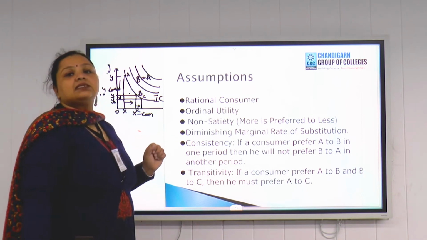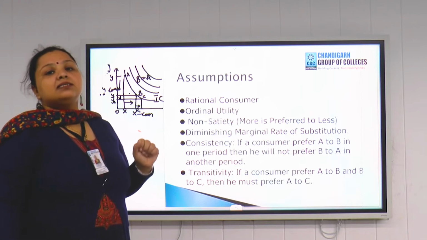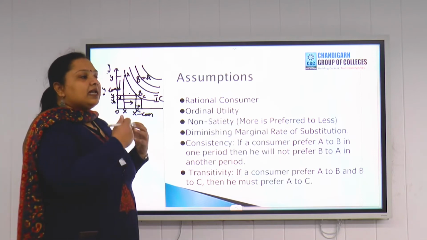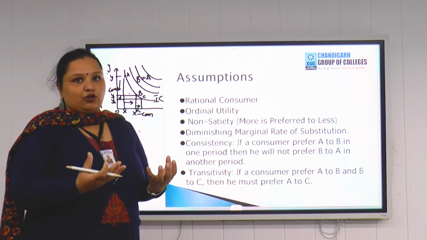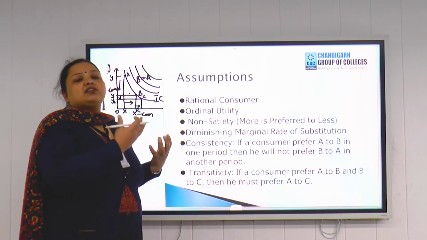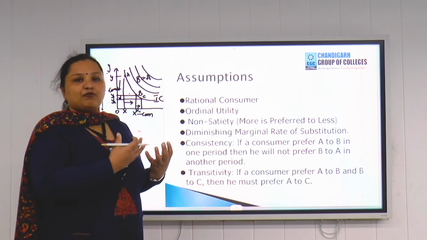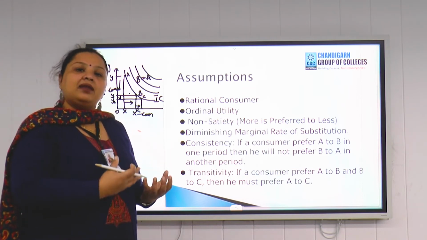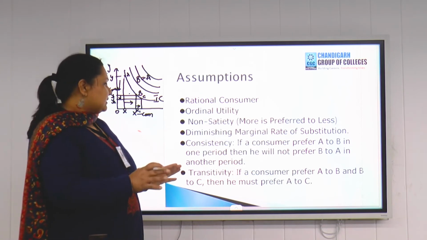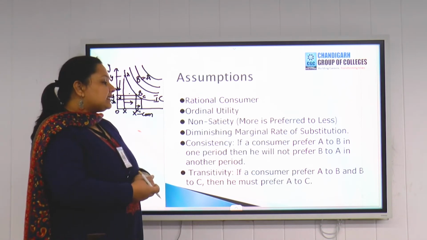Next is consistency in selection. Consistency in selection is like if I am preferring one set of goods over another set of goods, then my preference will remain the same. If I am preferring A to B, then I will never prefer B to A. That will remain the same.